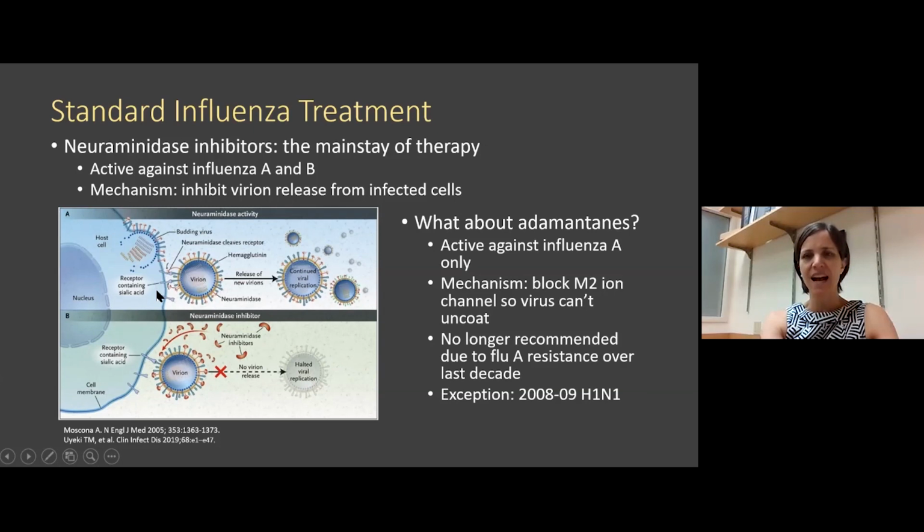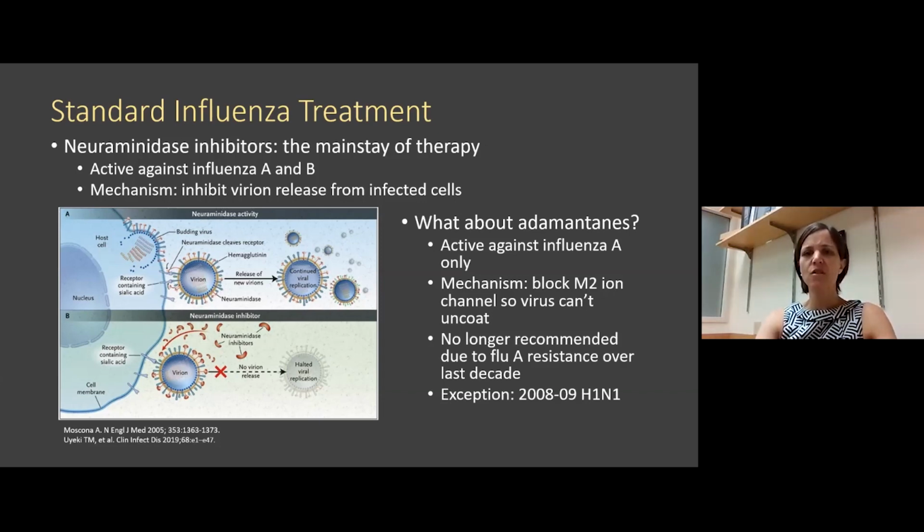And in order to get out of that endosome, it has to have a protein in there called the M2 ion channel that allows acidification of the endosome. But if you block that, then the virus can never get out of the endosome inside the cell, so it can't really invade the cell.